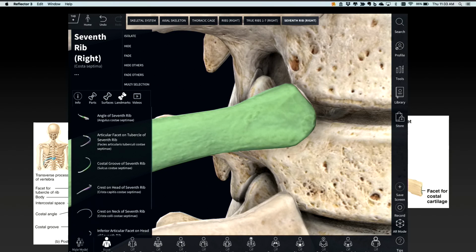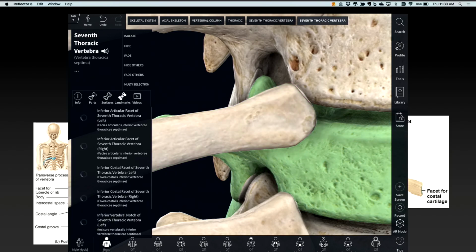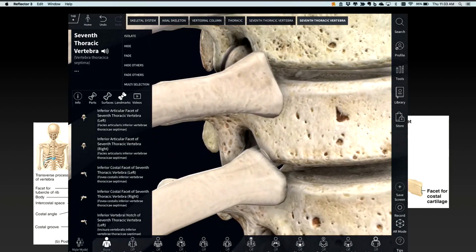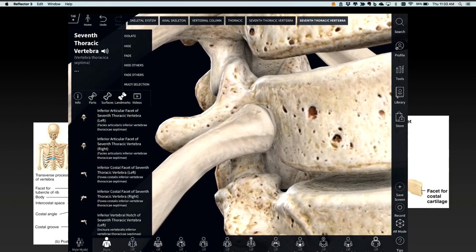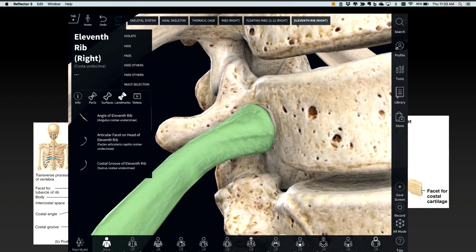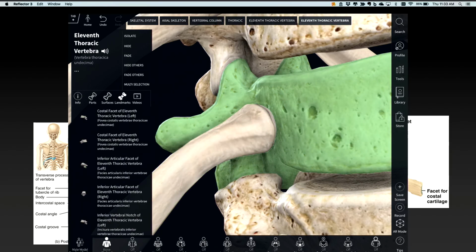If this is the 7th rib, it connects superiorly with the 7th vertebra, right? Same numbered ribs and vertebrae. If I move inferior, as an example, the inferior ribs connect directly to the vertebrae. Here, the 11th rib articulates with the 11th vertebra.